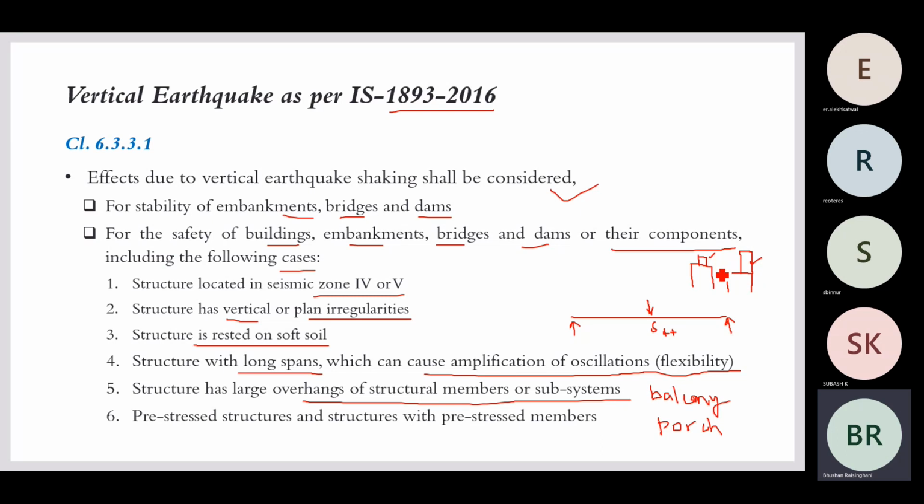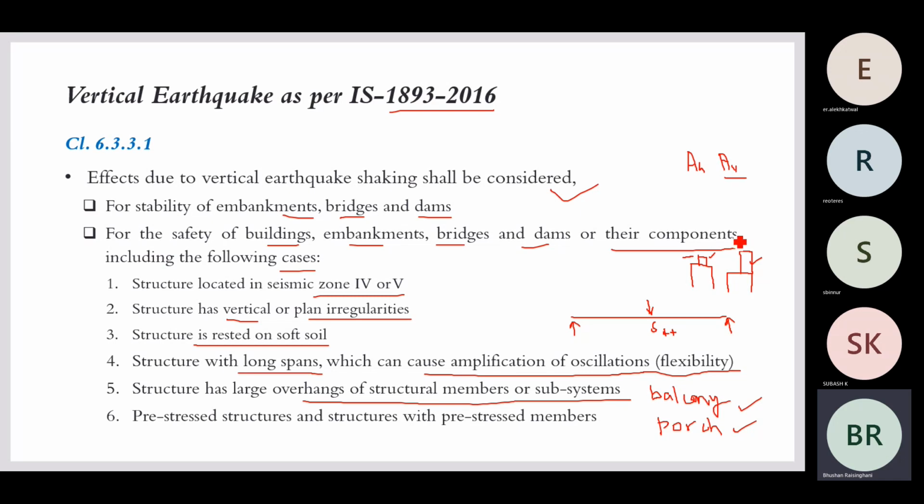So they will have a larger flexibility under the vertical earthquake, and that is the reason we have to consider horizontal acceleration and vertical acceleration in these types of structures wherever overhangs are there. Overhang can be a vertical overhang or a horizontal overhang. Horizontal overhangs are balcony and porch, and vertical overhangs are the overhead water tank or some geometry irregularities in the building.